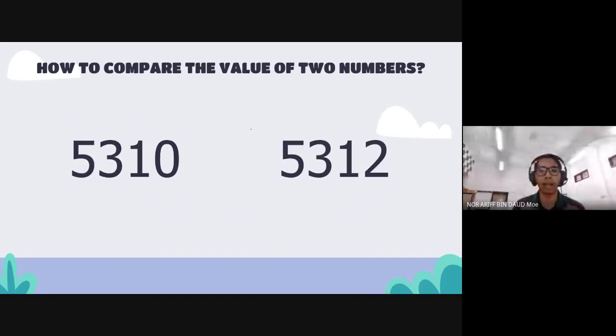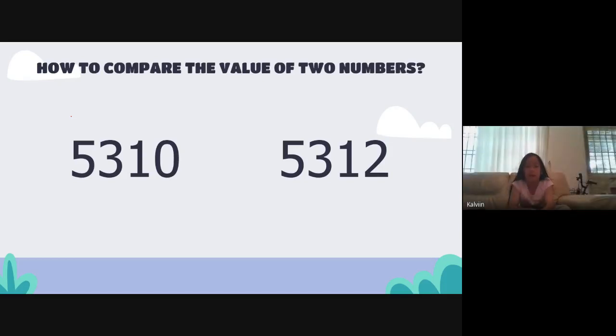Okay. The next question, I have 5,310 and 5,312. Now I want to ask, who? Mana tadi? Dah hilang dah. Okay, Chanya. I want to ask Chanya. What are we supposed to do, Chanya? Five and 5 cannot compare with each other, and 3 can't compare, and 1 can't compare. So the 0 and 2 must compare. 2 is larger than. Okay.